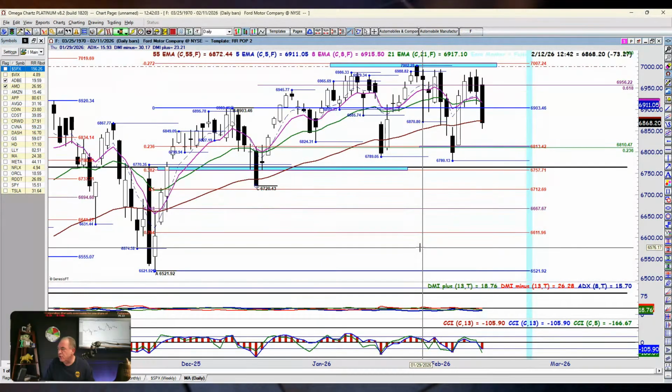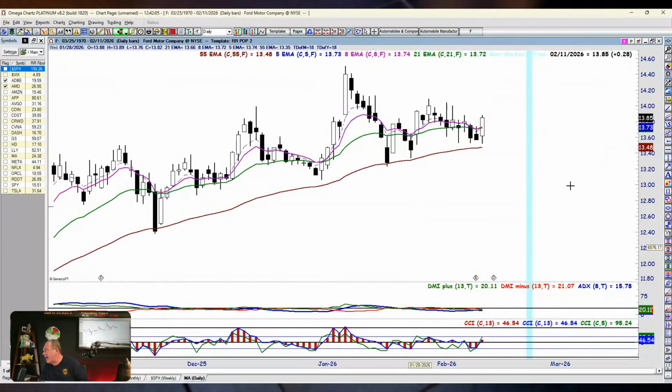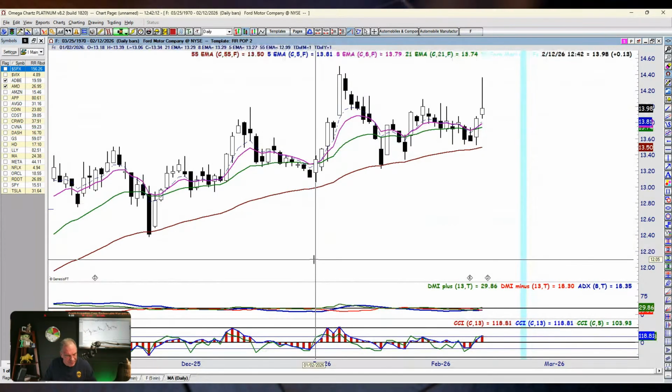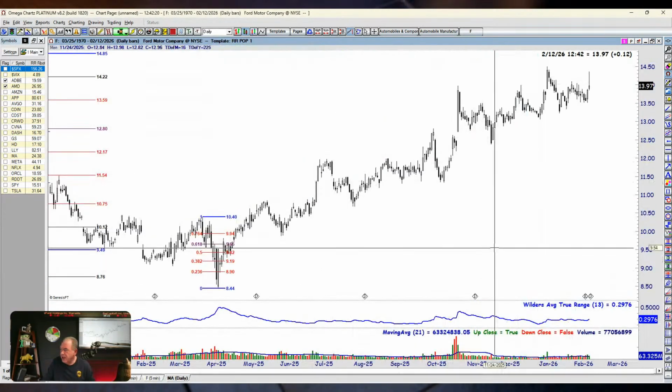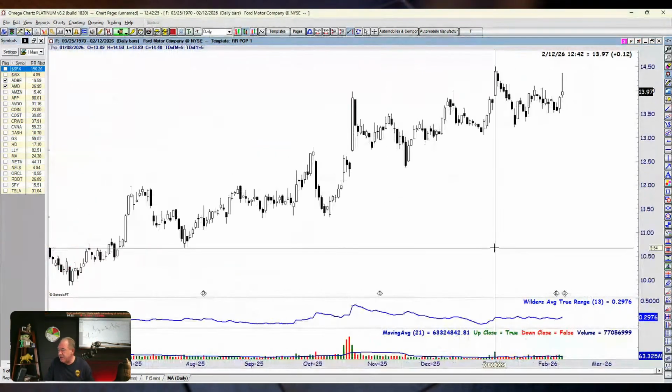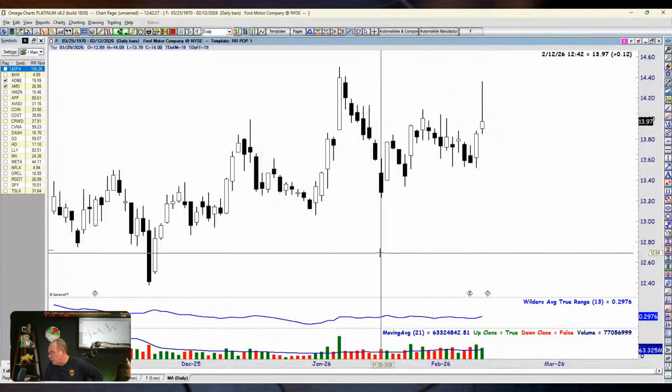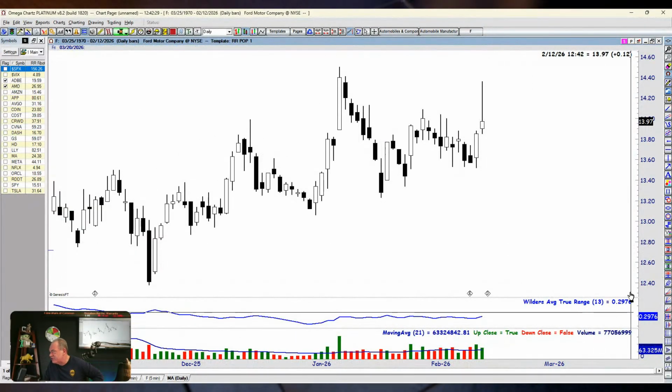Let's change this over to Ford. And Ford is trading at $13.85 a share. I'm going to switch my template a moment over to a different template, and change the indicators a little bit. And as we look at it, down on the bottom, I show an indicator of Wilder's average true range.